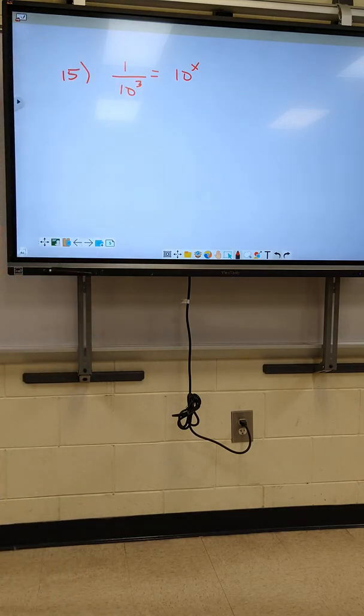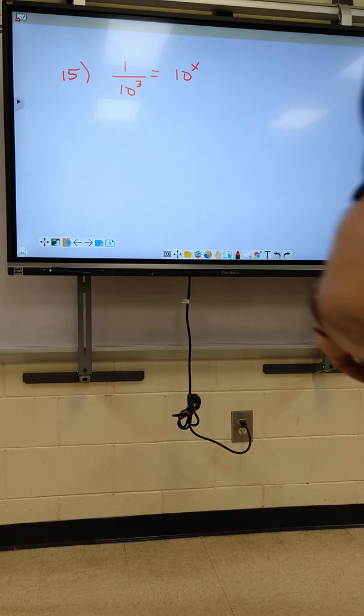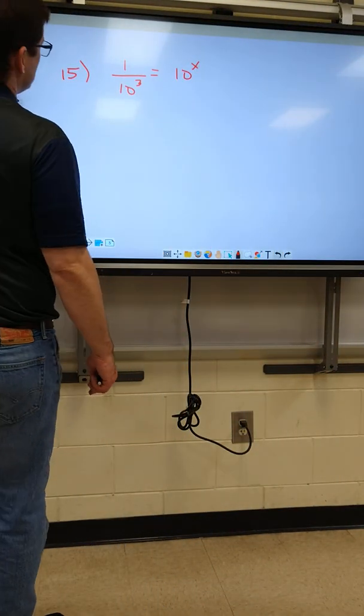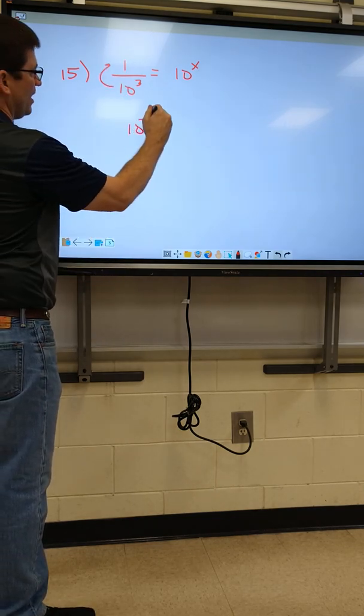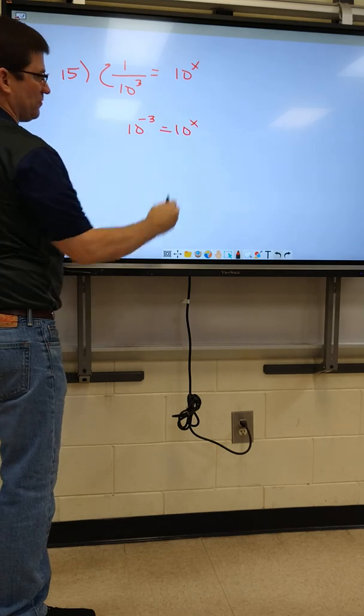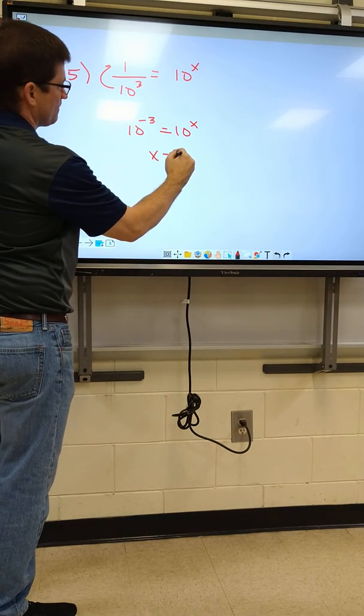All right, y'all move it up now. See if you can finish it. Move it up to the top. Make it 10 to the negative third. Finish it up. And then 16 y'all should be able to do. It's already set up for you. What's y'all's answer on 15? X equals negative 3. Yep.